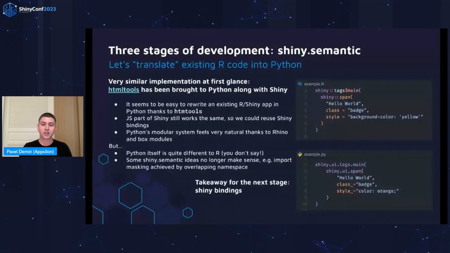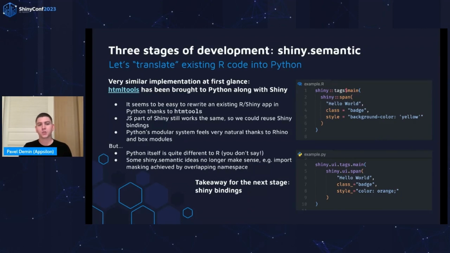And as a package developer, I'm especially a huge fan of HTML tools, which has been brought over to Python. What you see is basically HTML tools. This is a package, both in R and Python, which provides you with functions that you write that generate the HTML code that I mentioned before. Take this and combine it with the fact that Shiny bindings can be reused. And this thought already doesn't seem insane, right? It makes perfect sense.